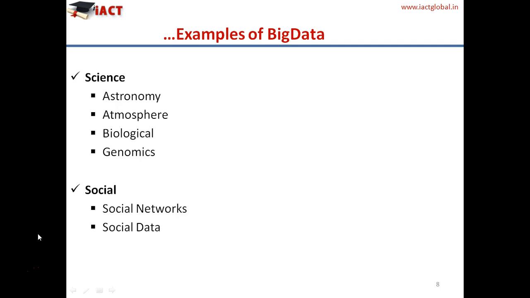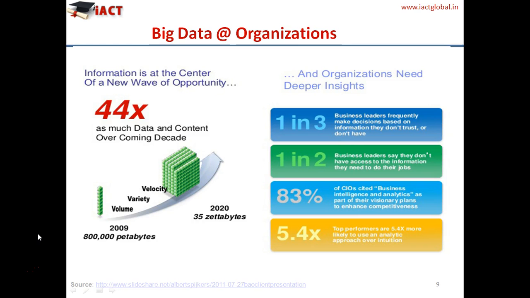Now we come to the social part of this category. So we all know social networks generate the most data these days. Be it Twitter, be it Facebook, we all know that terabytes of data are being generated daily. So these were a few examples of big data.